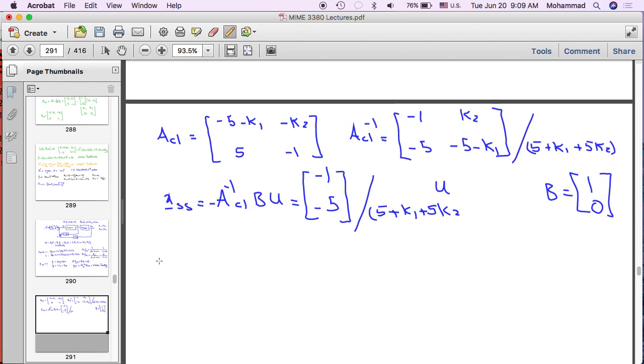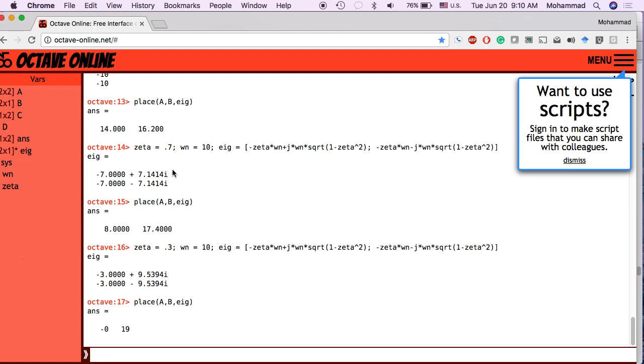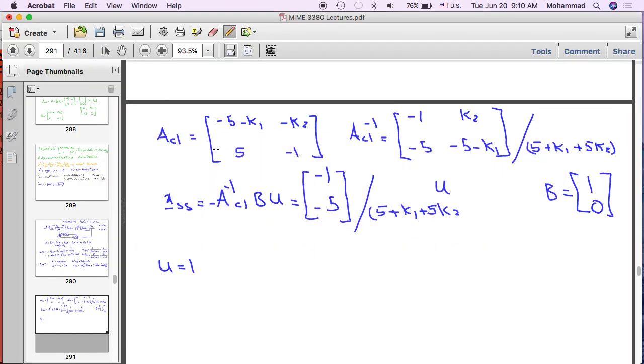So if the input is 1, let's go ahead and calculate. The last set of gains that we used was, if you recall, we wanted to place the two eigenvalues where zeta was 0.7 and omega n was 10. So for zeta of 0.7 and omega n of 10, was it?